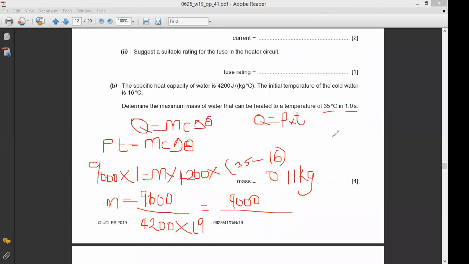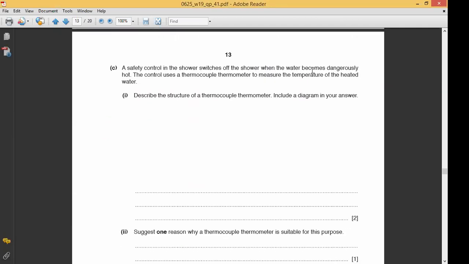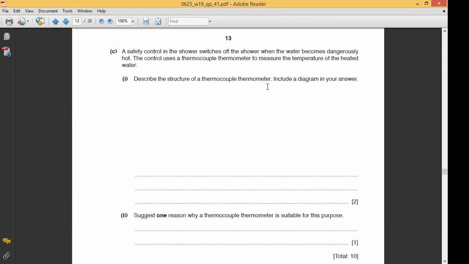I want to clean it off. Yes, sir. Okay, now the next one: a safety control in the shower switches off the shower when the water becomes dangerously hot. The control uses a thermocouple thermometer to measure the temperature of the heated water. Describe the structure of a thermocouple thermometer. Include a diagram in your answer.